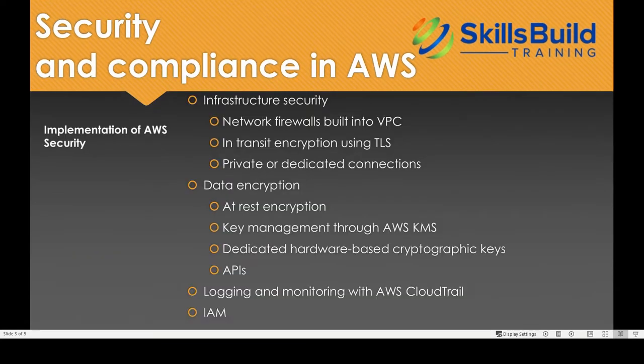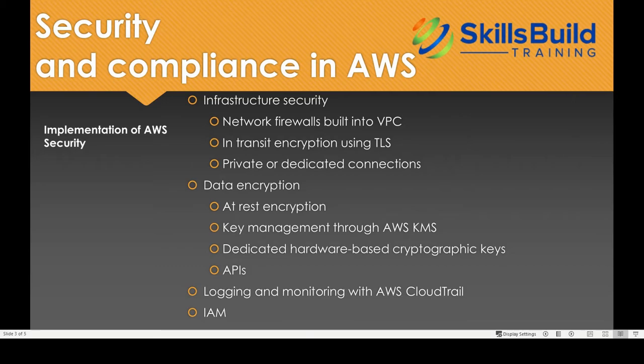Now, how is AWS security actually implemented? We'll name a few examples of it. First example is infrastructure security, and that includes network firewalls built into Amazon VPC, or Virtual Private Cloud, which you can use, and those are called security groups. In-transit encryption using TLS across all services means that your communication is encrypted and safe from third parties.